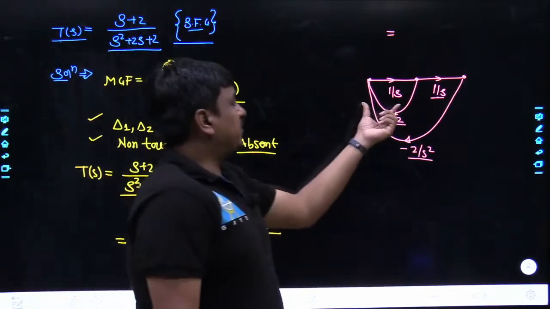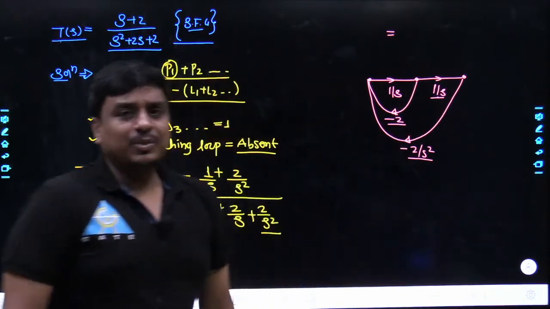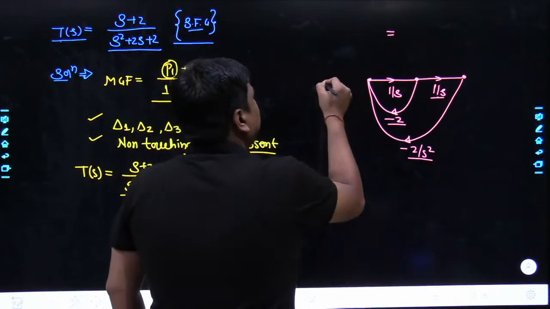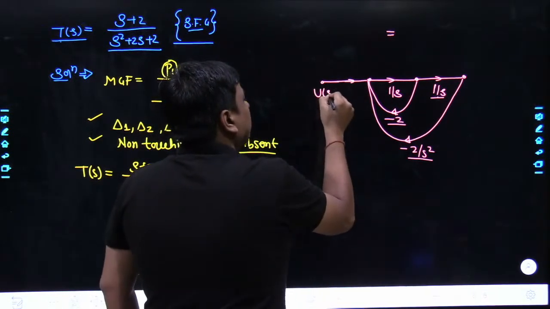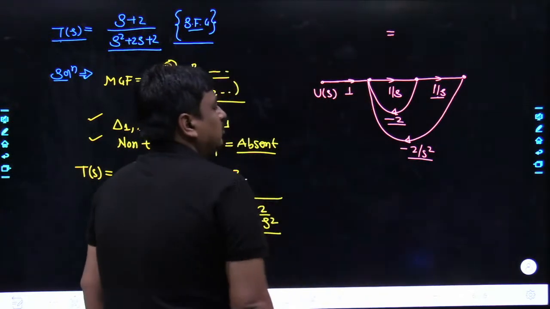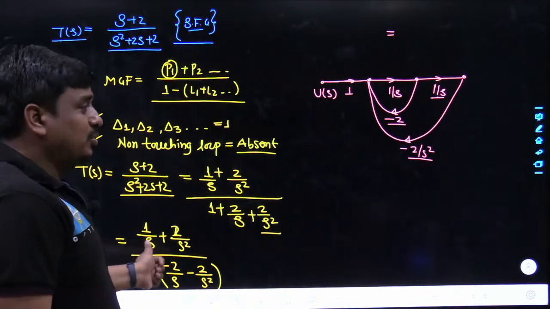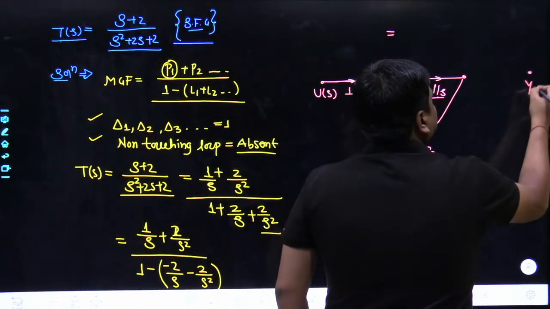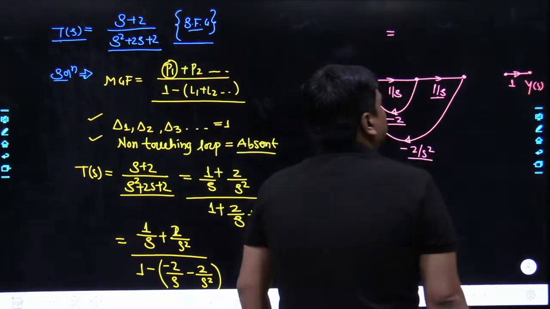Even if you shift this loop to this side, there would not be any problem. Now here comes my input. The input in the Laplace domain is written as U of S with the gain of 1. And how is the output decided? Let's take the output Y of S. For safety, I have taken a dummy node, and here the gain is 1.